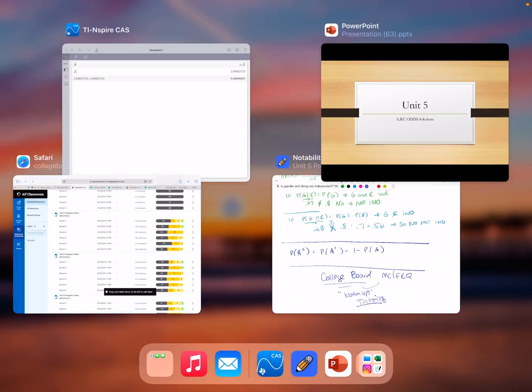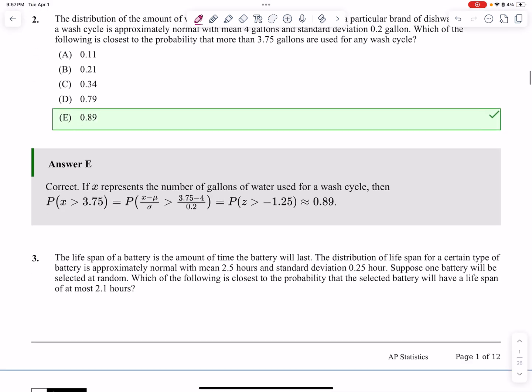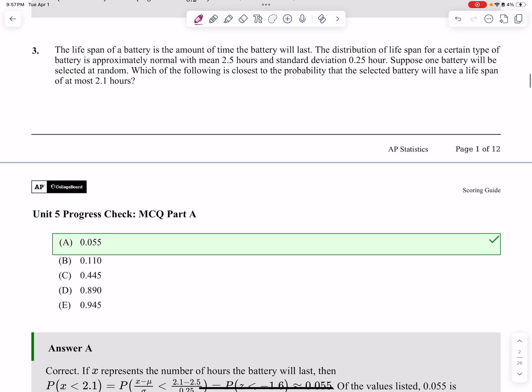The odd solutions. Okay, let's check out these here. These are the ones that we're going to start with, the ones that you did for homework. So that's number 3. Number 3 is: the lifespan of the battery is the amount of time the battery will last. The distribution of the lifespan of a certain type of battery is normal, with a mean of 2.5 and a standard deviation of 0.25. Which of the following is closest to the probability of a battery lasting at most 2.1 hours?